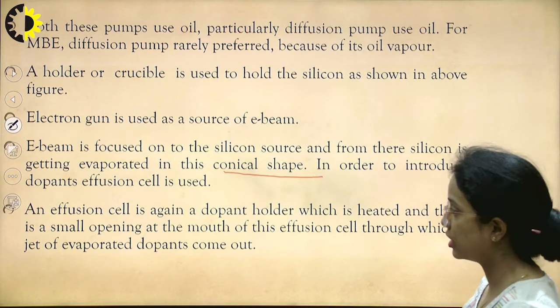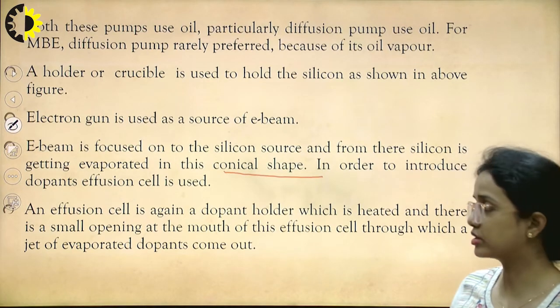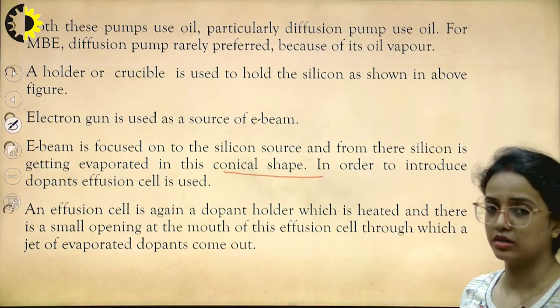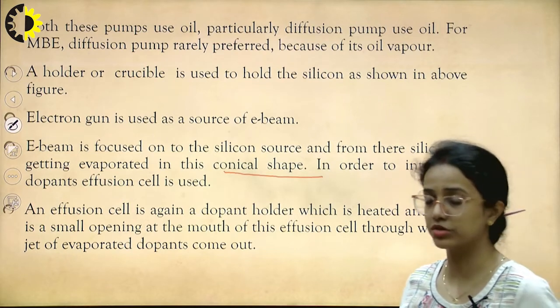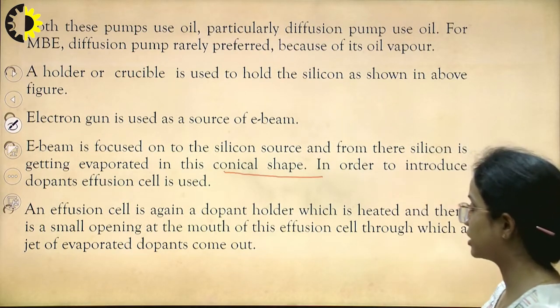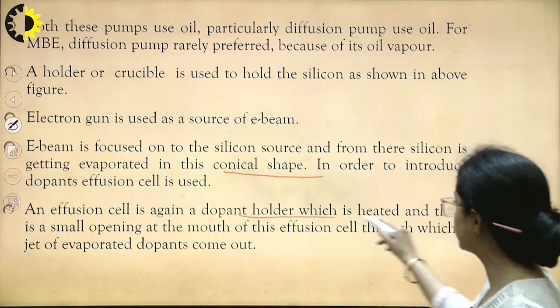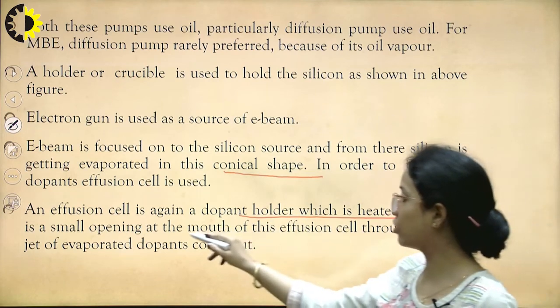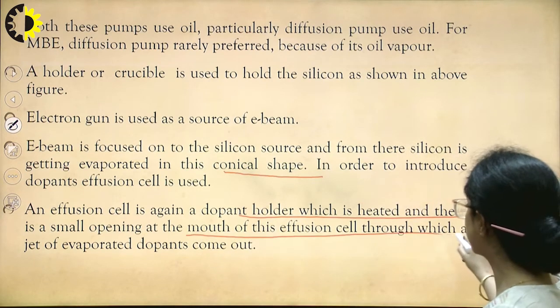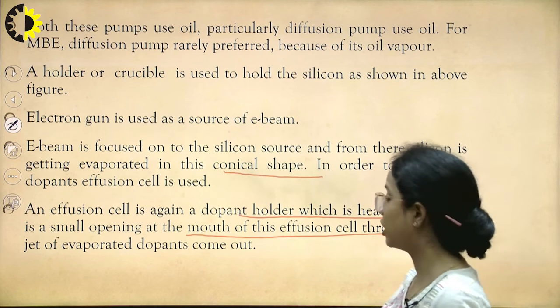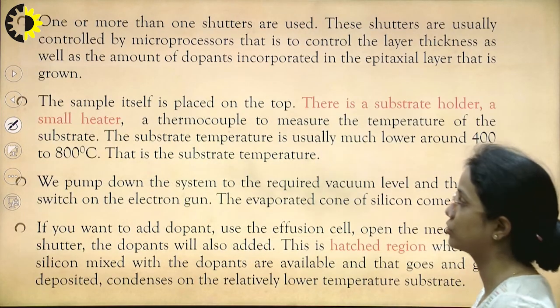An effusion cell is nothing but a box where we have kept the atoms or molecules which we want to deposit. An effusion cell is again a dopant holder which is heated, and there is a small opening at the mouth of this effusion cell through which a jet of evaporated dopant comes out.